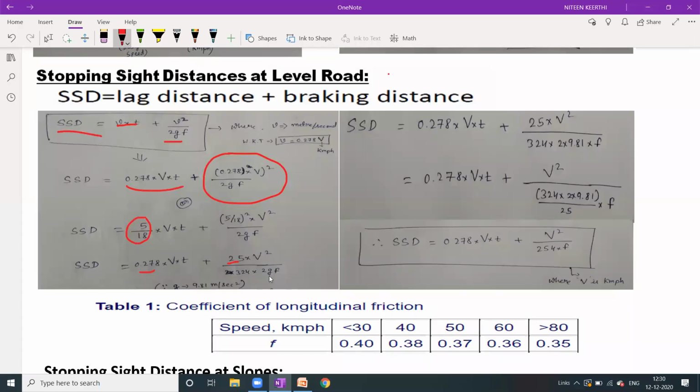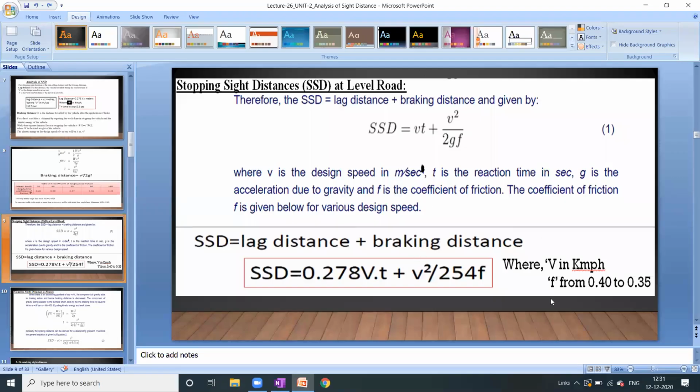If we put the g value, that is 9.81 meter per second square, I will get this completely in this way. Whatever the 25 in the numerator, if I take it to the denominator, I get 324 into 2 into 9.81 divided by 25, which completely gives me 254. So SSD in terms of capital V in kilometer per hour is 0.278 capital V into small t plus capital V square divided by 254f. That's it. You can go through my note again for how you got this equation.